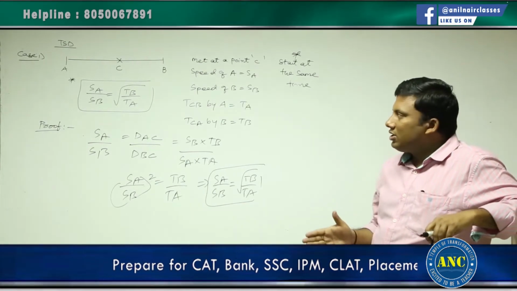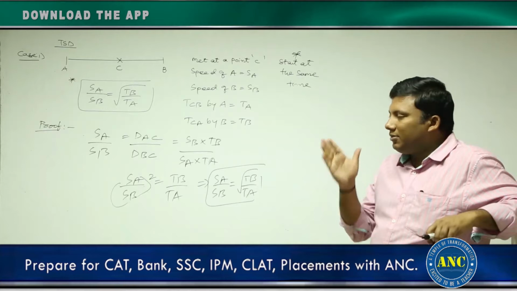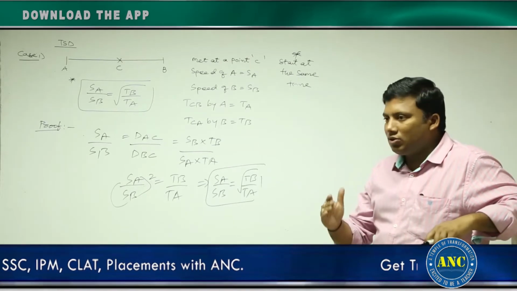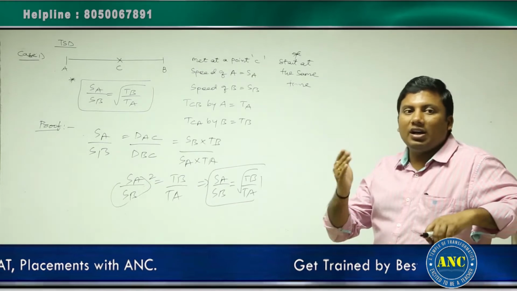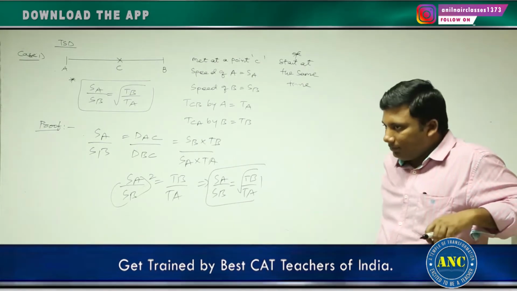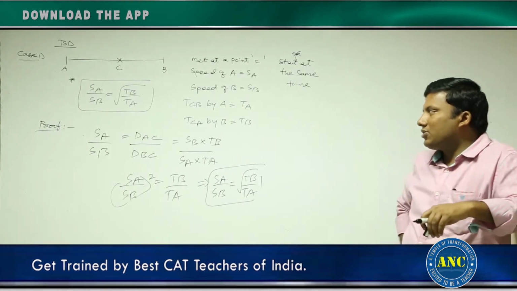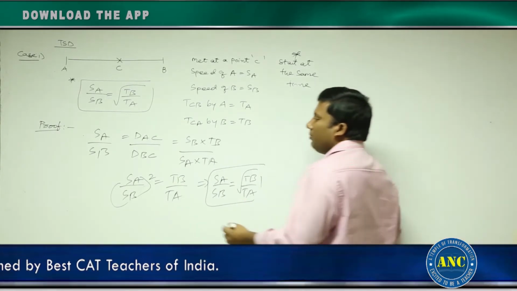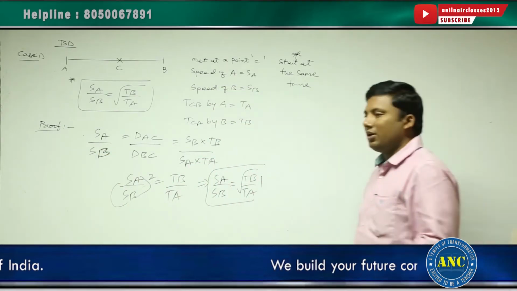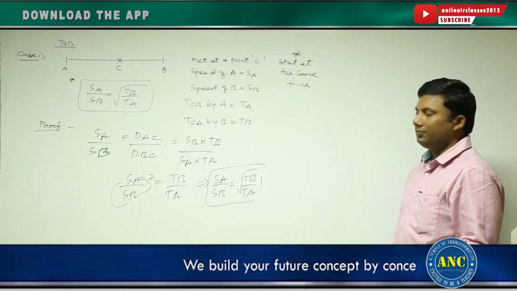There are two cases. Both the trains started at the same time, and after meeting, they will travel unequal times. In case 2, both of them started at unequal times, and after meeting, they traveled equal times. SA by SB equivalent to root of TB by TA.